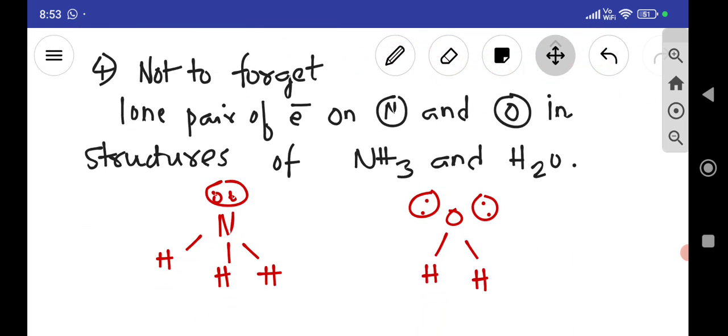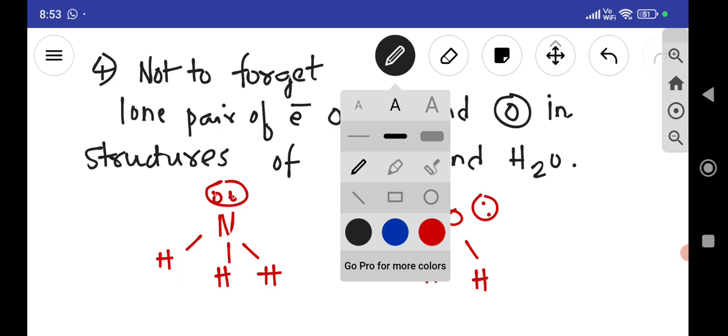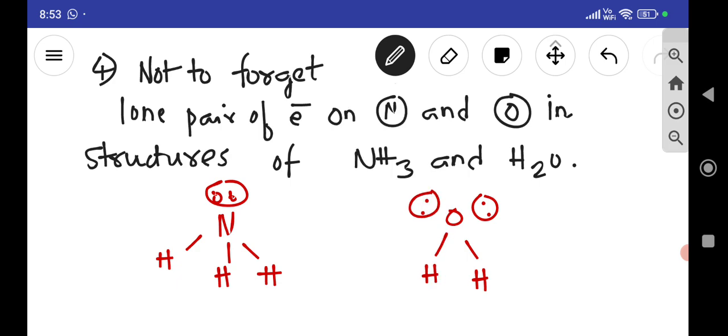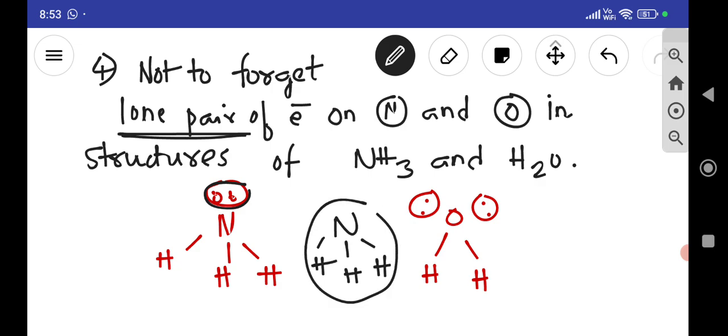Then one more important thing, when you are drawing the structure of ammonia and water, or in the dative bonding, you should not forget the lone pair of electrons. So we should mention this. If you draw the structure like this, then it is incorrect. Hope you have understood this.